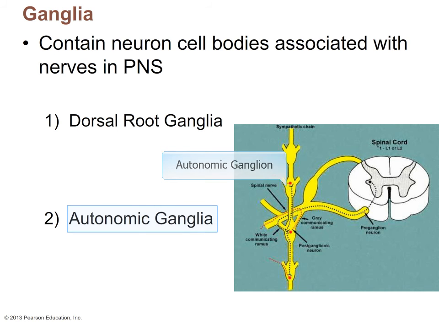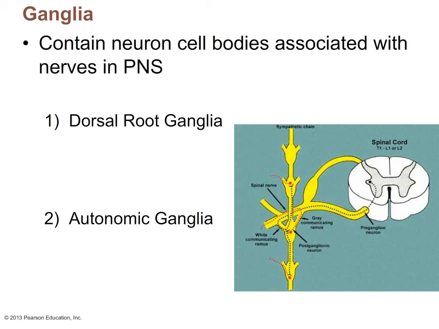And autonomic ganglia are ganglia that contain the cell bodies of motor neurons of the autonomic nervous system. And we'll talk more about these in the next chapter.